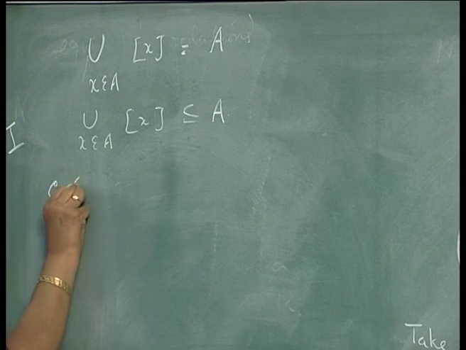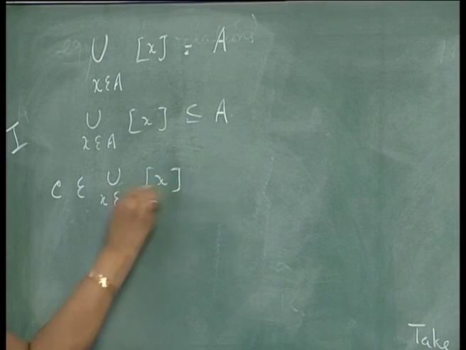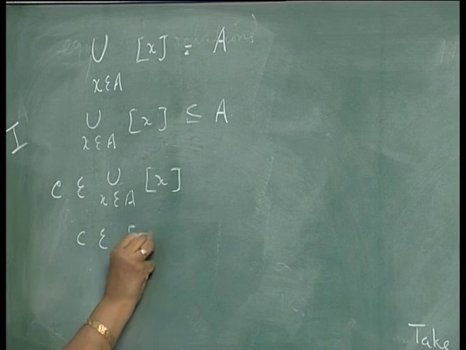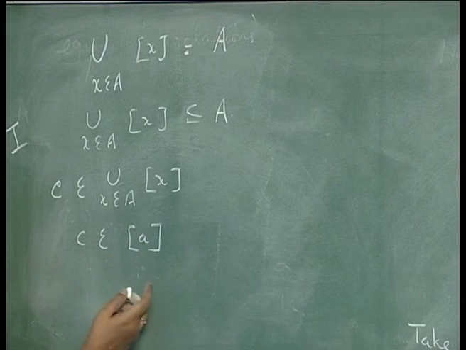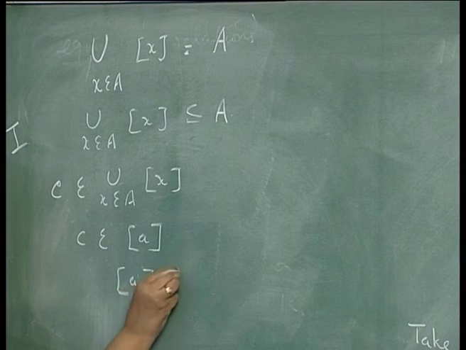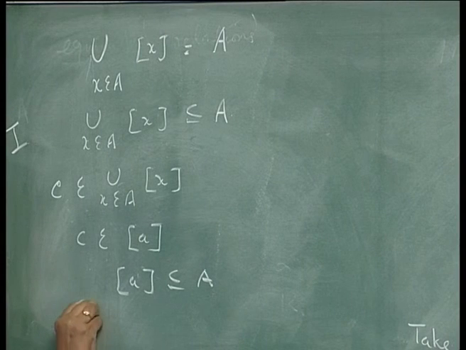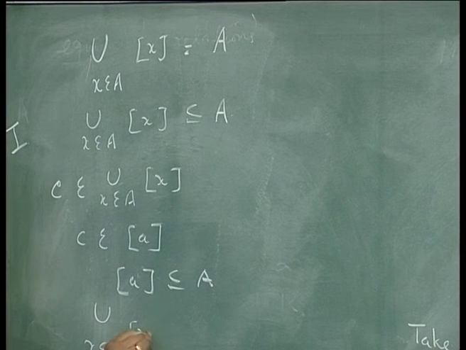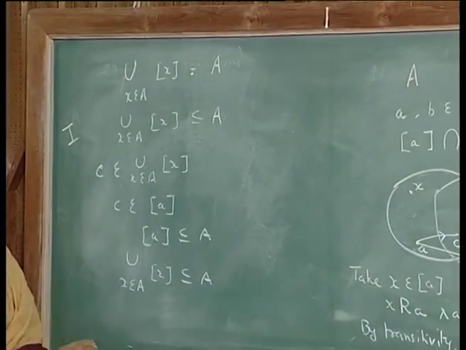Suppose there is some element C belonging to the union over x belonging to A of the class of x. In essence, it means that C belongs to some equivalence class of a, where a is an element of A. But this equivalence class is completely contained in A, since a is in A. From this we conclude that the union over x belonging to A of the class of x is contained in A.